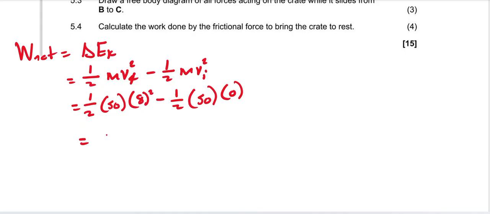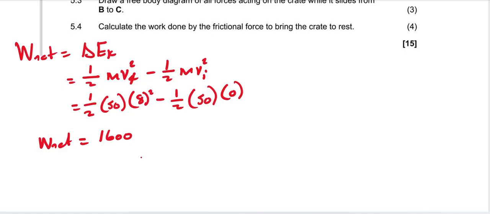I'm going to say 1 all over 2 multiply by 50. I hope you are also punching your calculator. Multiply by 8 squared. Here we get 1600. Do you get me? 1600. So it is equal to work net. Do you get me? So what is your work net?